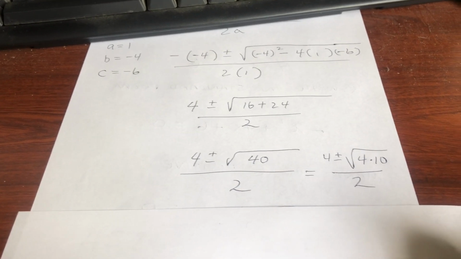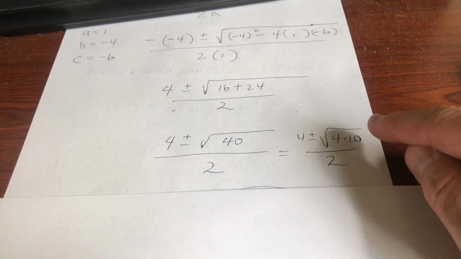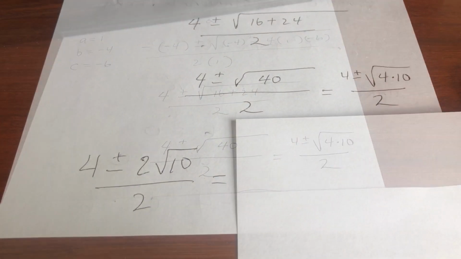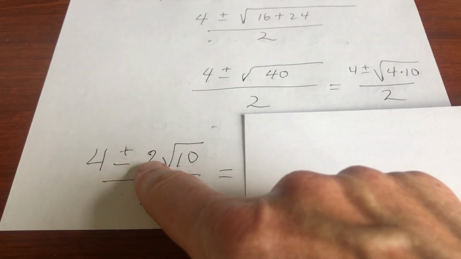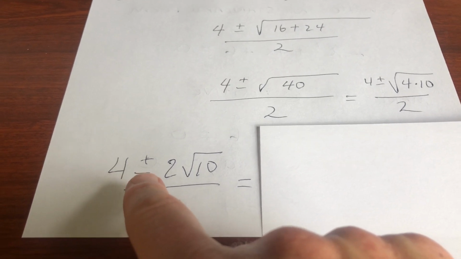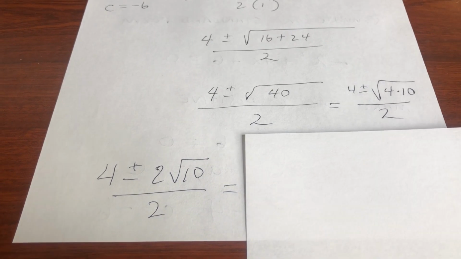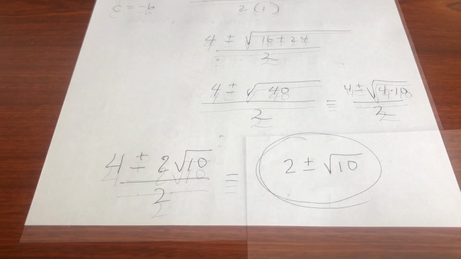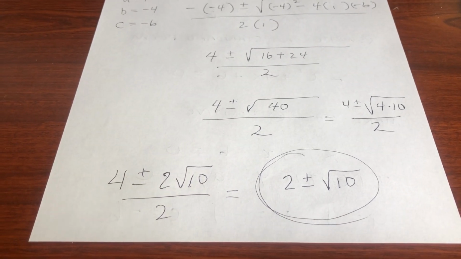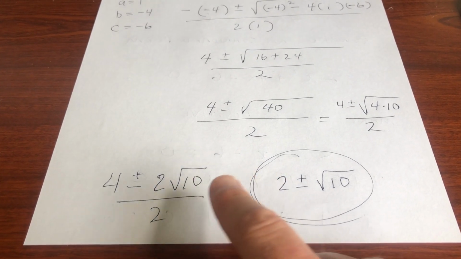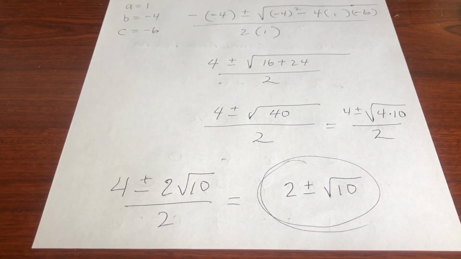What is the highest perfect square that is a factor of 40? Well, it's 4. 4 times 10. So the square root of 4 is 2. So now I end up with 4 plus or minus 2 square root of 10 over 2. Okay, when I simplify, next, I divide the 2 into the 4, 2 into the 2. 2 into the 4 is 2. 2 into the 2 is 1, square root of 10.